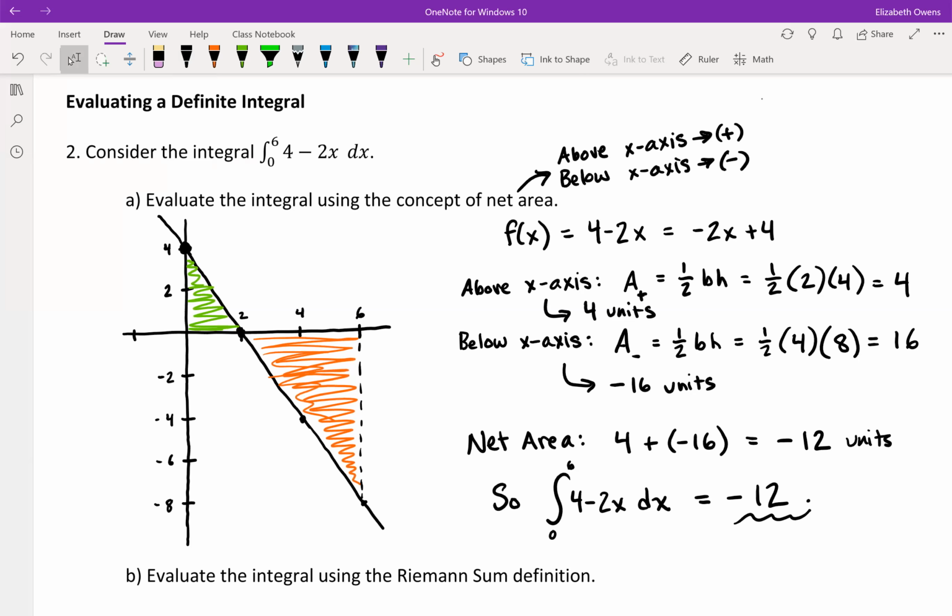Now, in the next video, we're going to do this integral using the Riemann sum definition. We're going to set up the Riemann sum and evaluate it. But when we do, we should end up with this same answer at the end. It should be negative 12, whether we're using the net area method or the Riemann sum method. So we'll check that out in the next video.